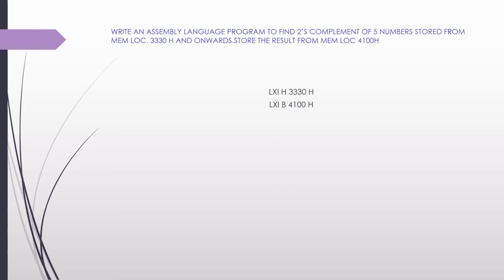and BC pair of register will contain 4100 and then whatever is the length of the block means there are 5 data bytes which we have stored in D register, and then whatever is there in memory take it to accumulator. Why are we taking it to accumulator? Because we want to complement that data, that is 1's complement, add 1 to it, that becomes 2's complement.